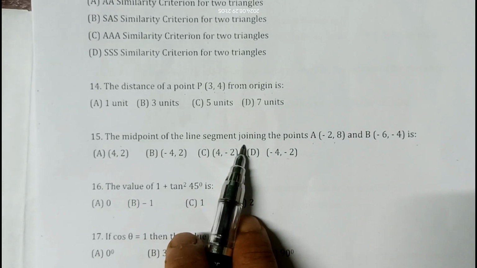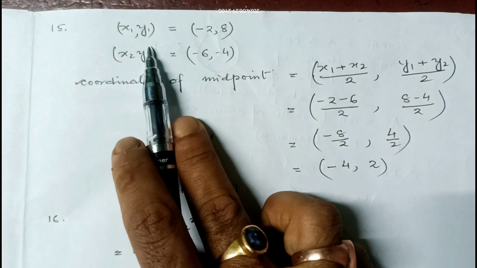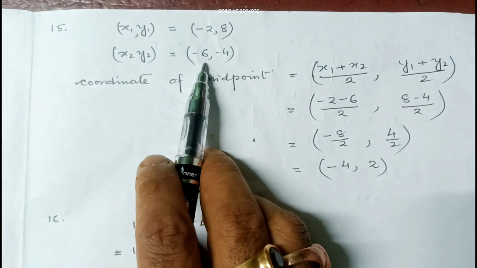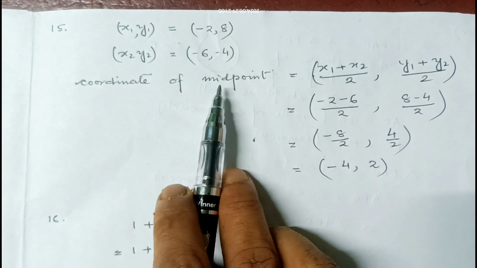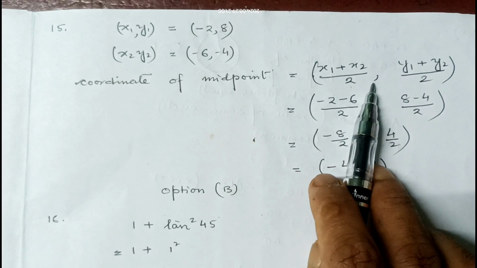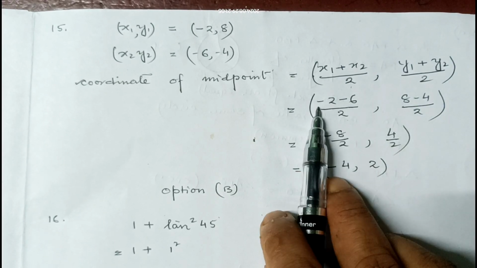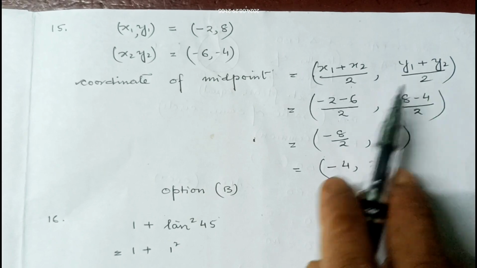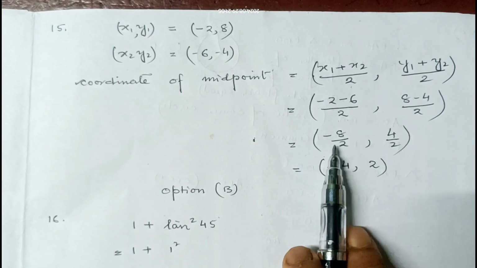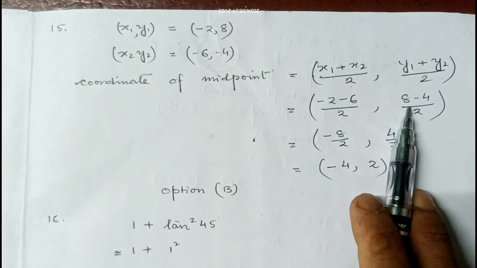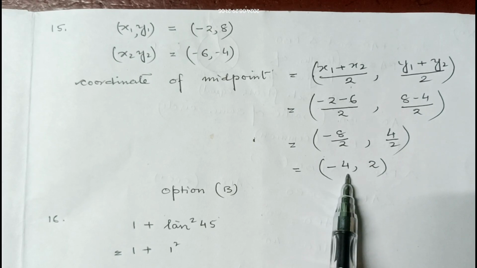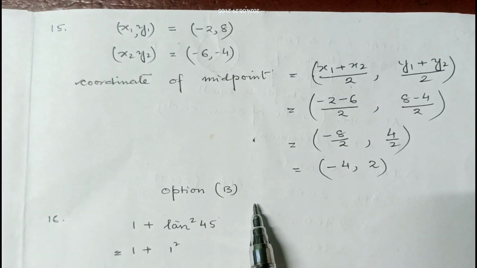Here we have to use the midpoint formula. Here it is given x1, y1 is (-2, 8), and x2, y2 is (-6, -4). If we apply the midpoint formula, then the coordinate of the midpoint will be (x1 + x2)/2 and (y1 + y2)/2. That is (-2 - 6)/2 and (8 - 4)/2. Minus 2 minus 6 will give -8/2, and 8 minus 4 is 4/2. So the coordinate of the midpoint is (-4, 2). So option B is the correct answer.